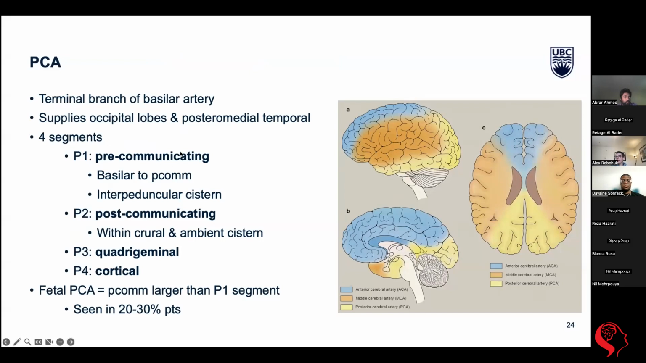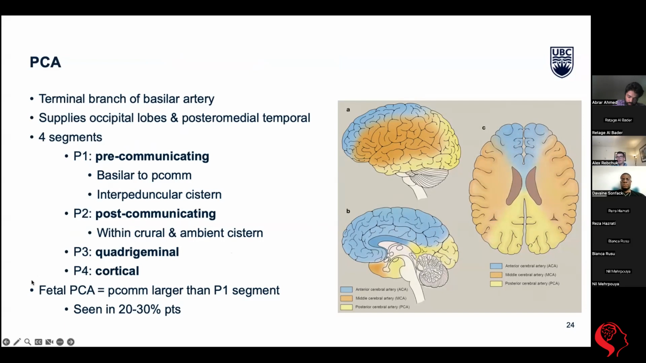Okay, PCA, the terminal branch of the basilar artery, supplies the occipital lobes as well as the posterior and medial temporal lobes. There are 4 segments to the PCA: pre-communicating, post-communicating, quadrigeminal. So you may have heard of the quadrigeminal cistern. The quadrigeminal segment runs within the quadrigeminal cistern, as well as the cortical division.